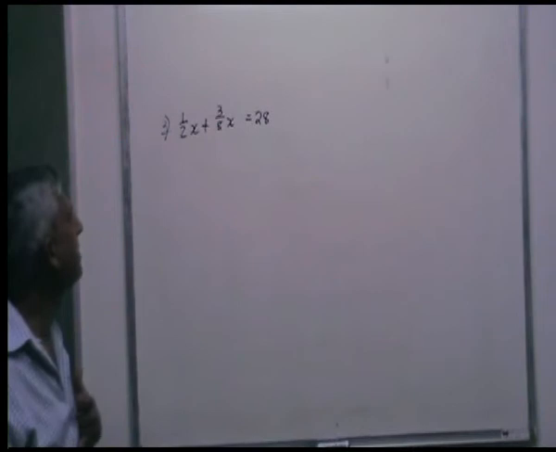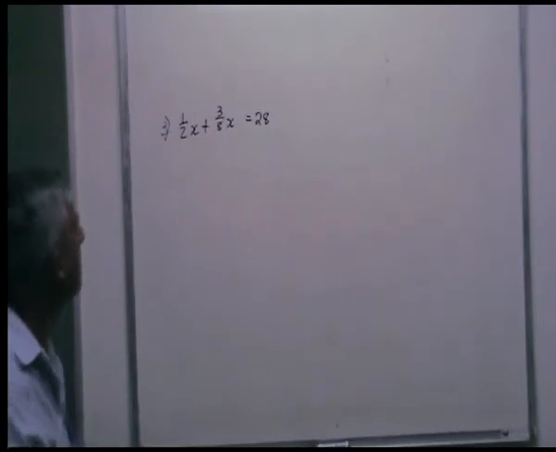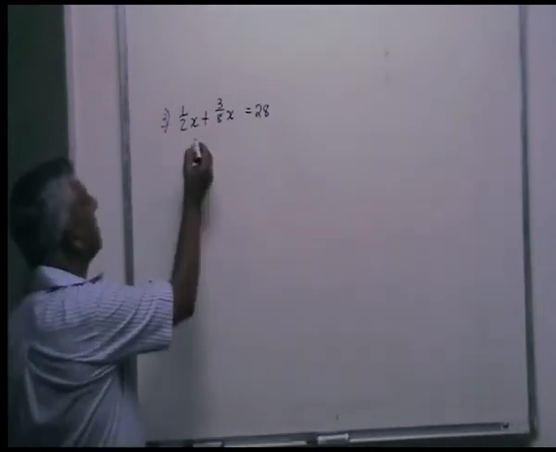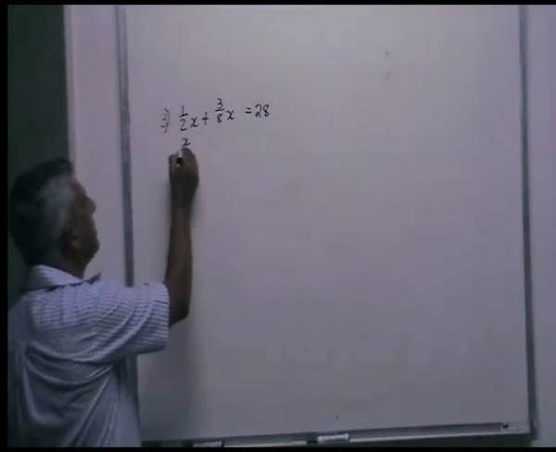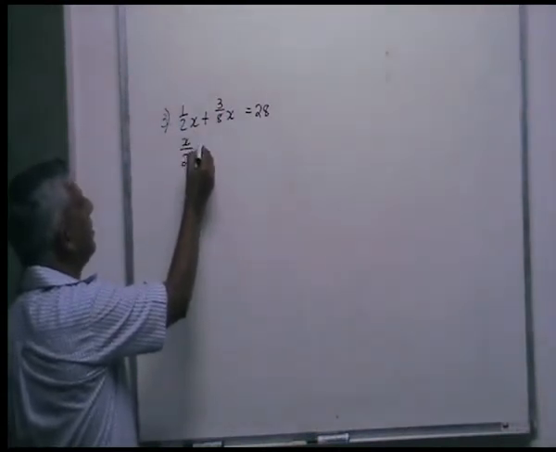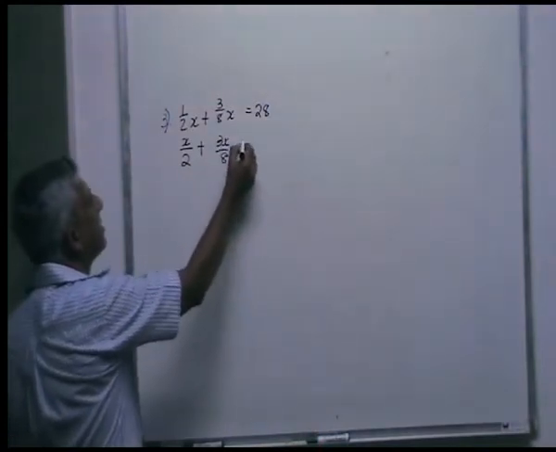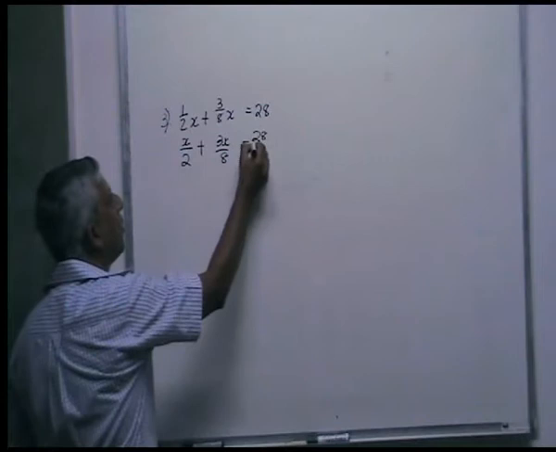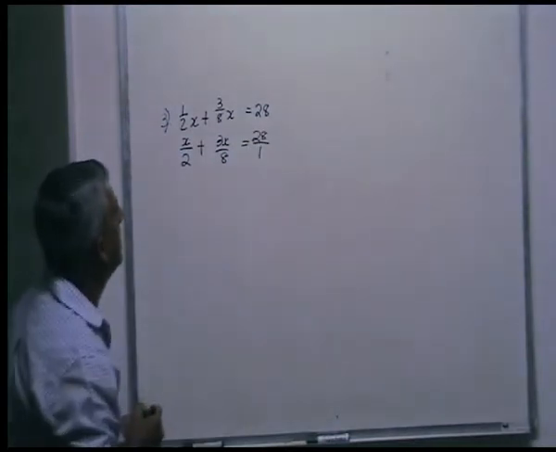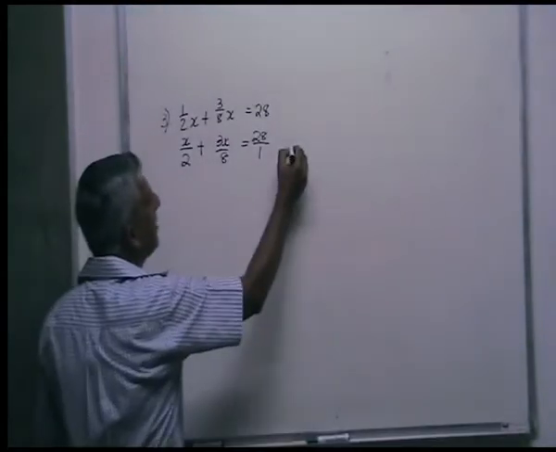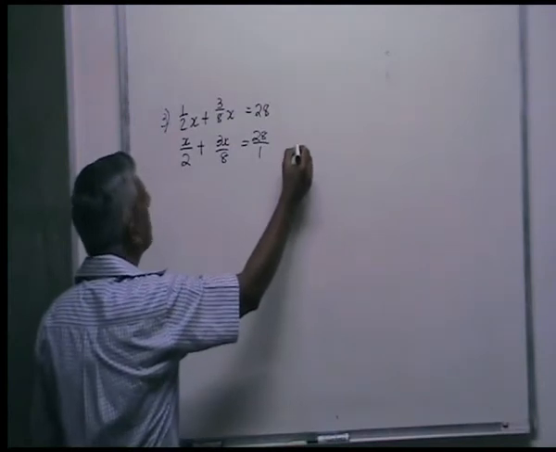So there's number 3. Half x plus 3 over 8x is equal to 28. Once again, rewrite it so that you can read it nicely. So it's x over 2 plus 3x over 8 is equal to 28 over 1. So what is your LCM? We're going to find the LCM.